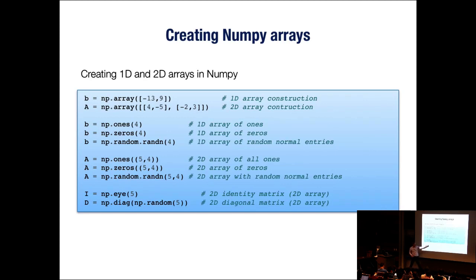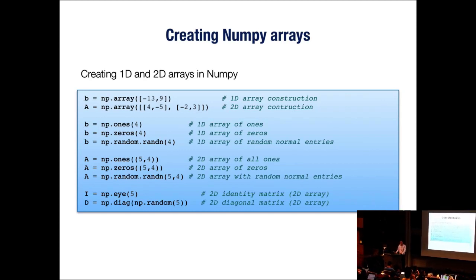This actually is a typo here. This should be random.randn. I realized when I tried to run that code. Okay, any questions so far? This is general creation of matrices and vectors.